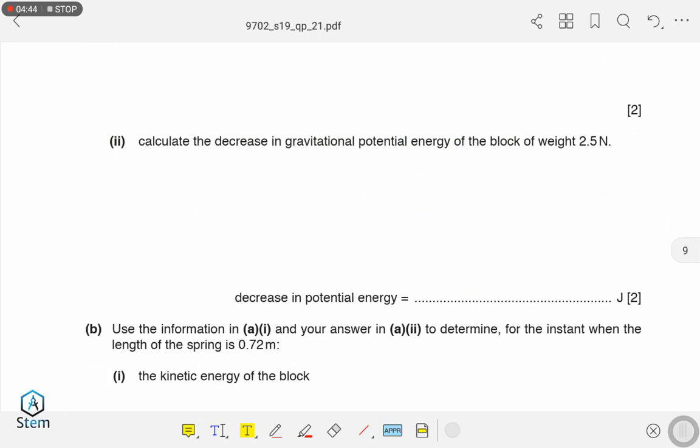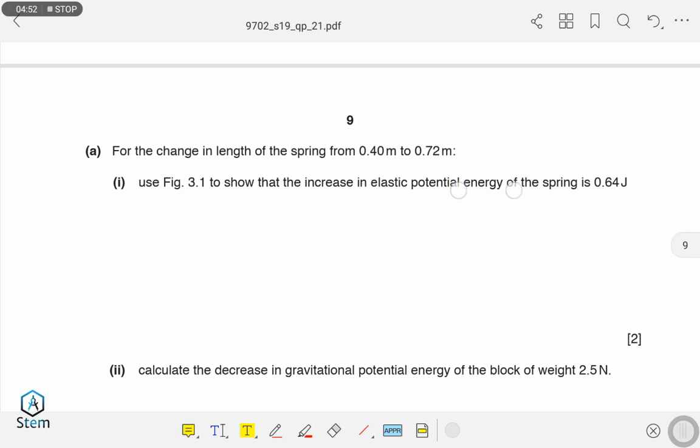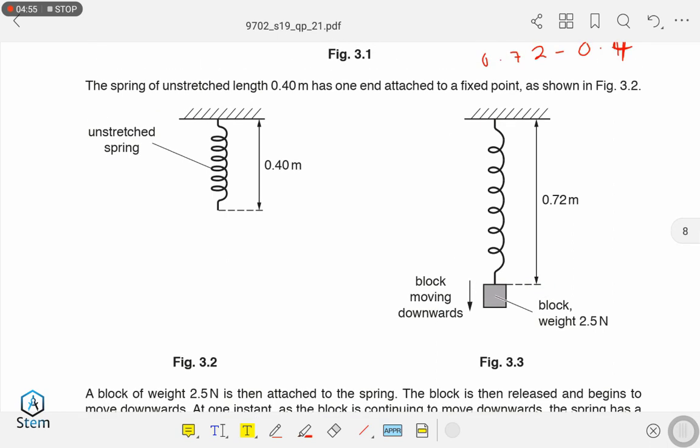Okay, calculate the decrease in gravitational potential energy of the block of weight 2.5 newtons. Alright. Our block is starting at 0.4 and it is ending at 0.72. The change in height, delta H, we calculated that and we found it to be 0.32 meters.